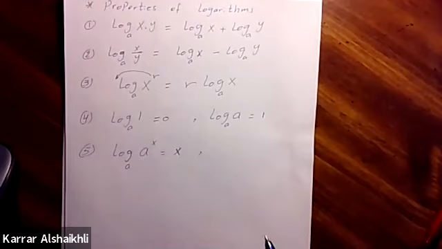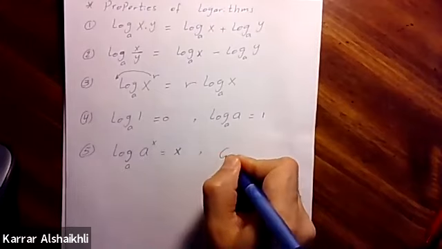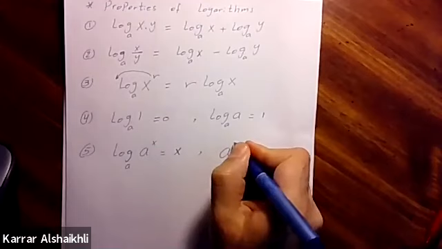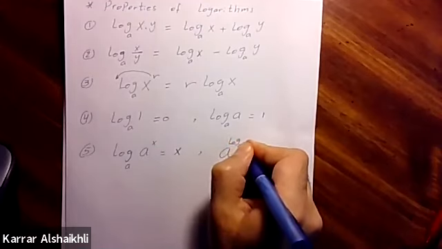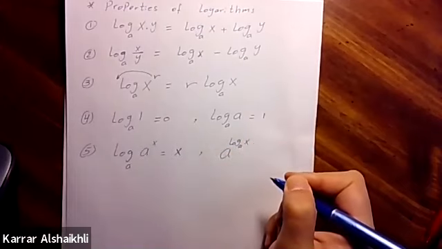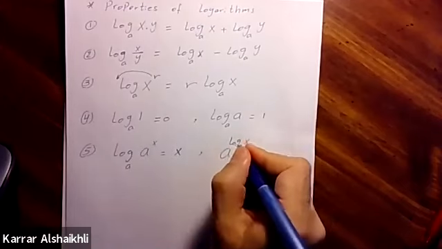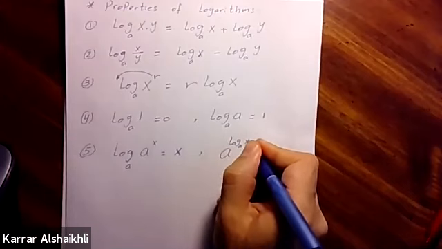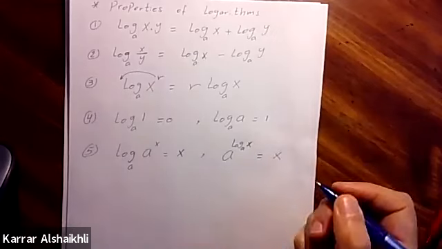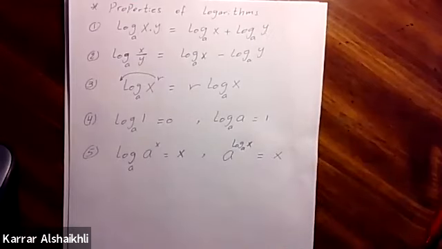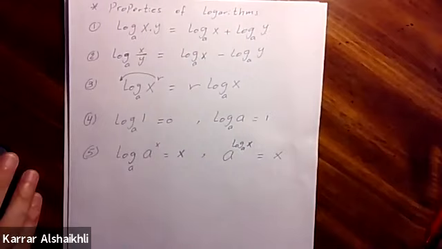The second part, if you have a number with an exponent, and the exponent is log to the base a of x, so the result is going to be also x. So here are the rules for the logarithm. Let's start doing examples. I need you to write down these rules before we start doing examples.